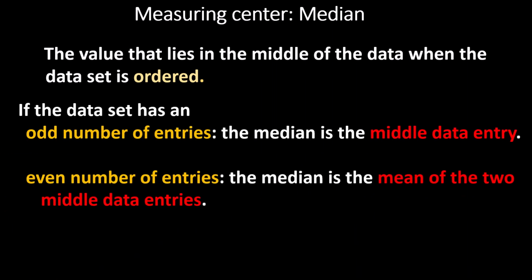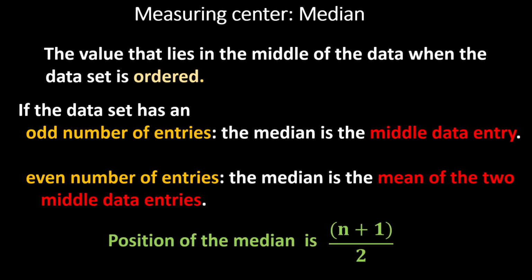If the dataset has an odd number of entries, the median is the middle data entry. If the dataset has an even number of entries, the median is the mean of the two middle data entries. How do we find the position of the median? Yes, it is (n + 1) divided by 2. What is the n? N is the number of observations.